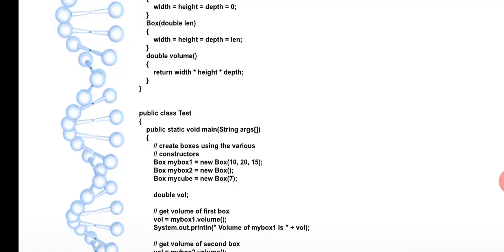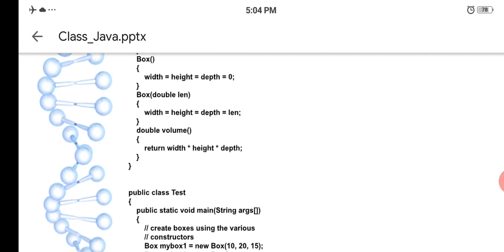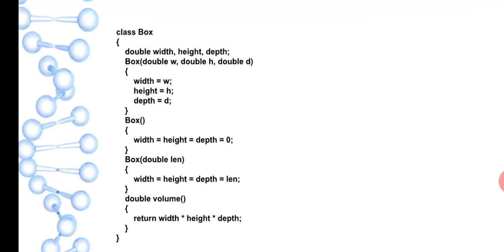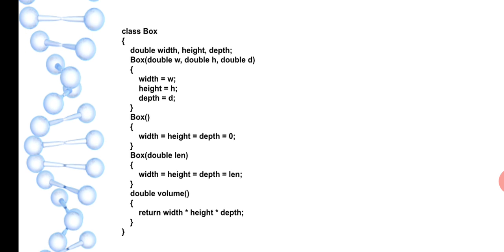Whenever you create this object, you are going to invoke this particular constructor box, which will take 3 parameters. Now 10 will sit in w, 20 will sit in h, and 15 will sit in d. The same 10, 20, and 15 will be assigned to width, height, and depth. Why? Because in the first object you are passing 10, 20, and 15 for myBox1. Now myBox1 will have the copy of 10, 20, and 15 for height, width, and depth.